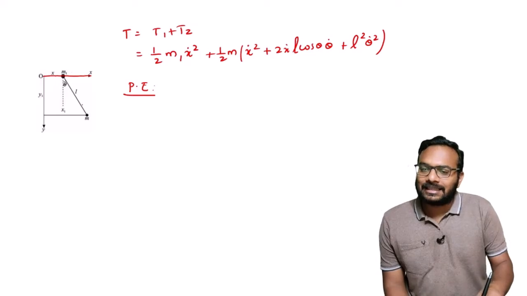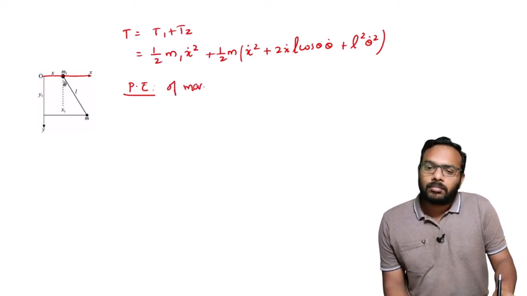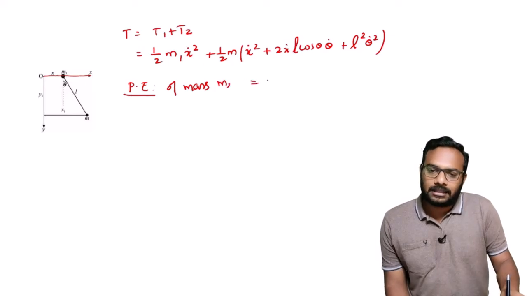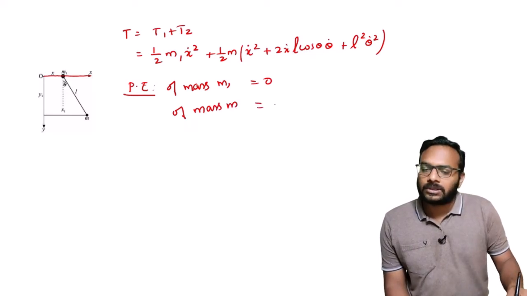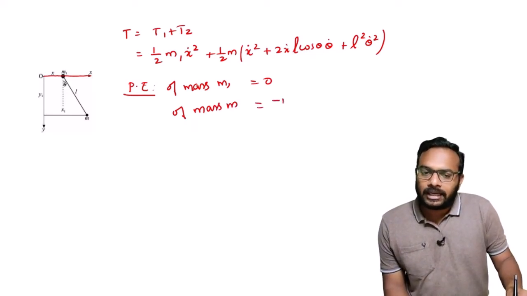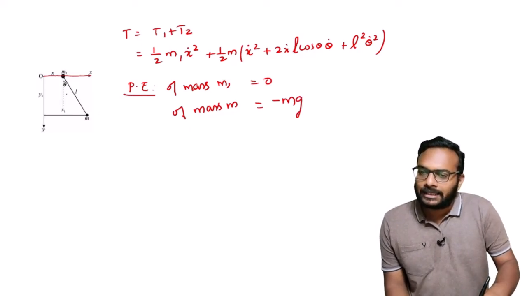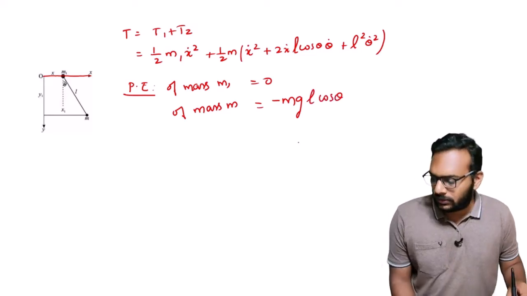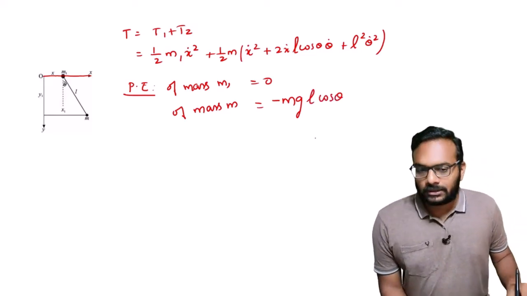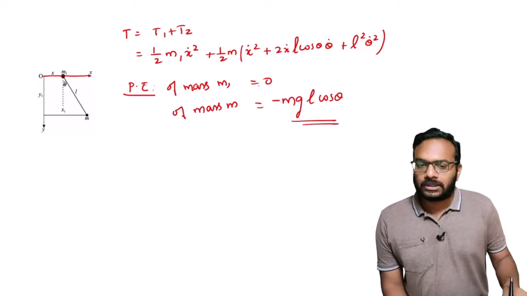So if we take this as the reference line, then the potential energy of mass m1 becomes 0. The potential energy of mass m2, or mass m, is minus m g times this height. It is L cos theta, so minus m g L cos theta. That's the total potential energy also, because the first one is 0.